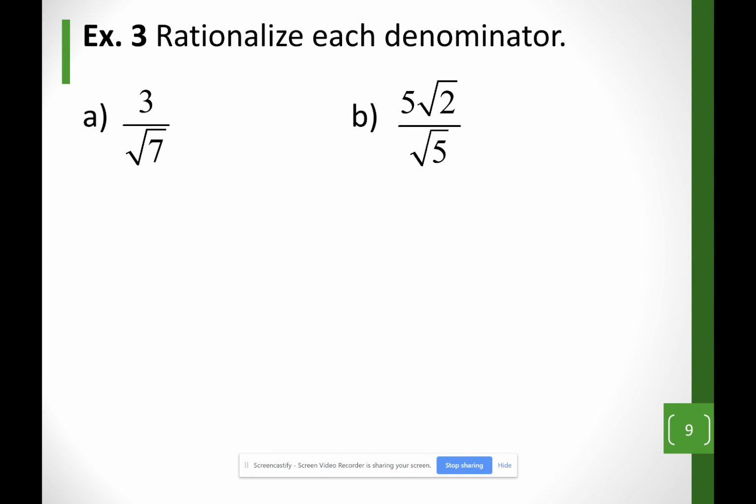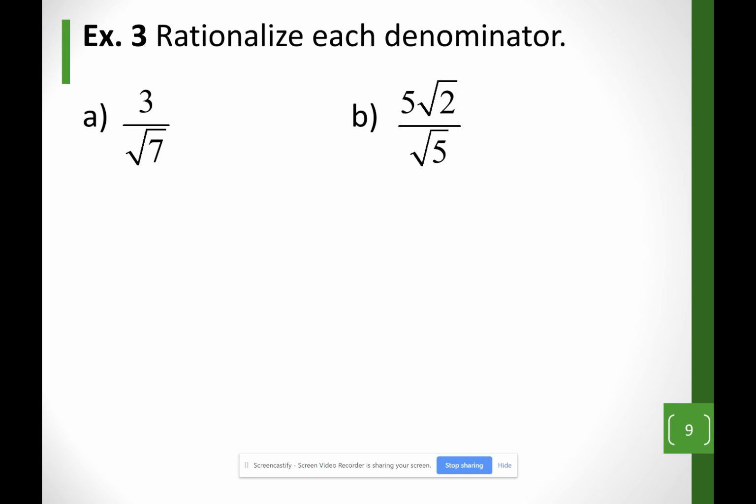Now we're moving into what we call rationalize the denominator. What that means is make sure you have no radicals at the bottom, no square roots. Make sure your radicals, if you have any at the top, are simple, and make sure your fractions are simple as well. So let's start with part A.